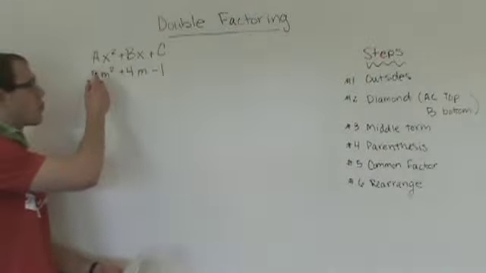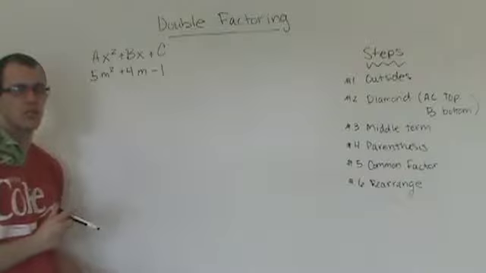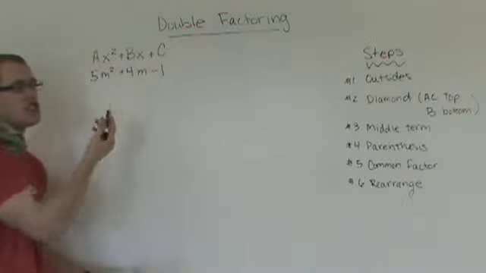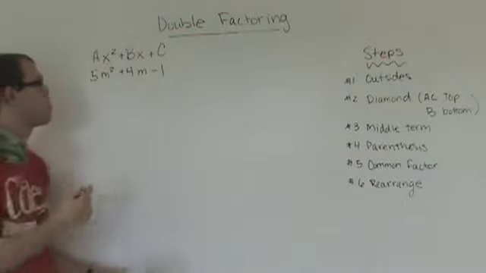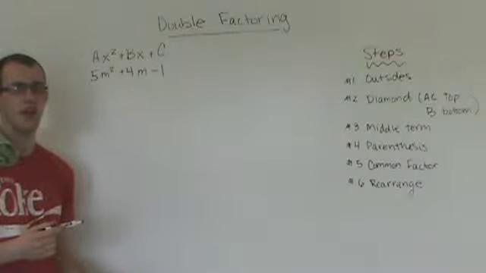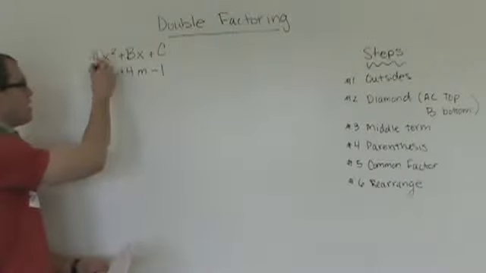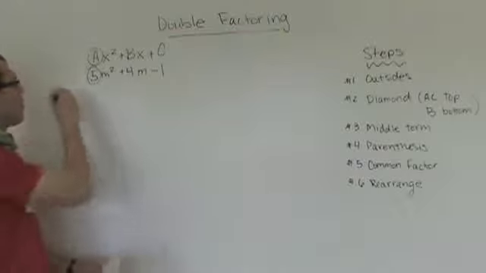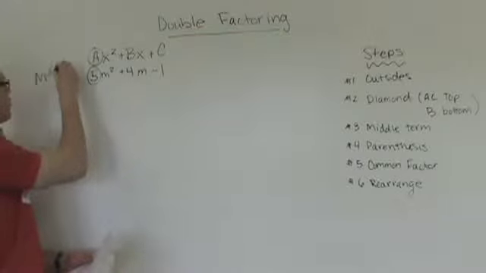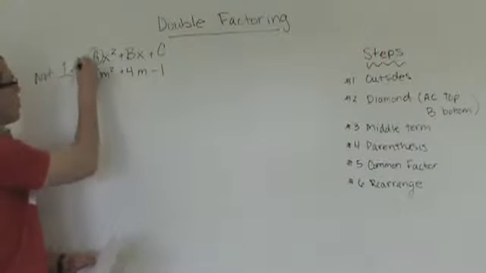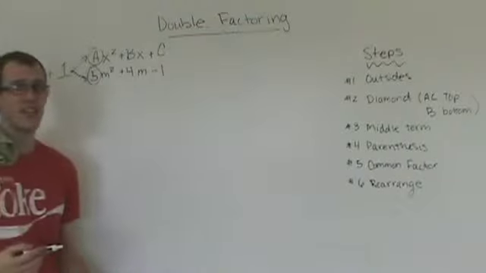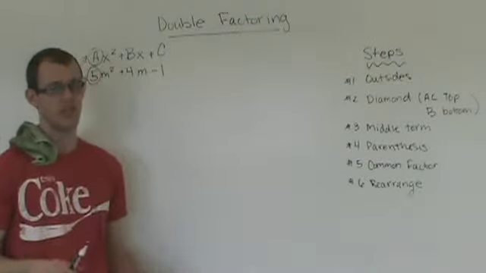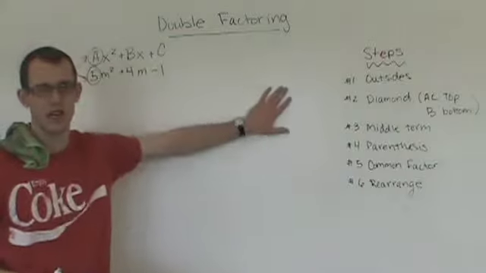Here's our general form of a quadratic, ax squared plus bx plus c. Here's just a general quadratic, 5m squared plus 4m minus 1. Notice that the a's in this, they're not 1. So they're not a number 1. When they're not a number 1, you have to use the double factoring process. And that process is right here.